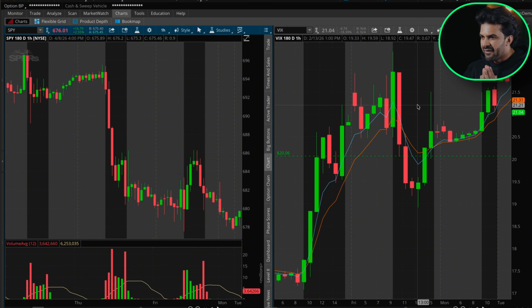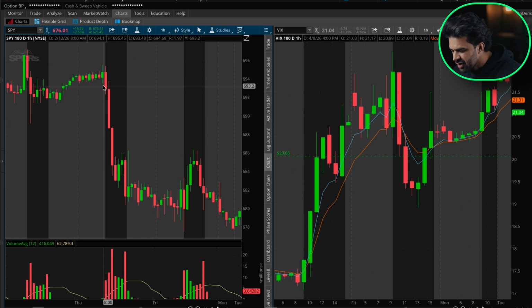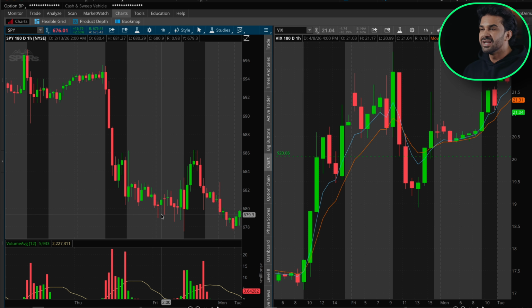And that's why I tell every single one of my students in the Discord or in Circle or in the in-person class, when you have an aggressive move like this the following day, try to avoid taking your first trade at the open or the first 30 minutes. Use that first 30 minutes to understand how the price action is, how the VIX is impacting the premiums.